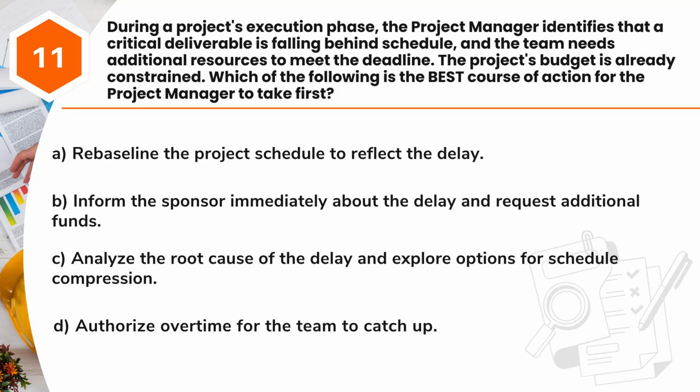Question 11. During a project's execution phase, the project manager identifies that a critical deliverable is falling behind schedule, and the team needs additional resources to meet the deadline. The project's budget is already constrained. Which of the following is the best course of action for the project manager to take first?